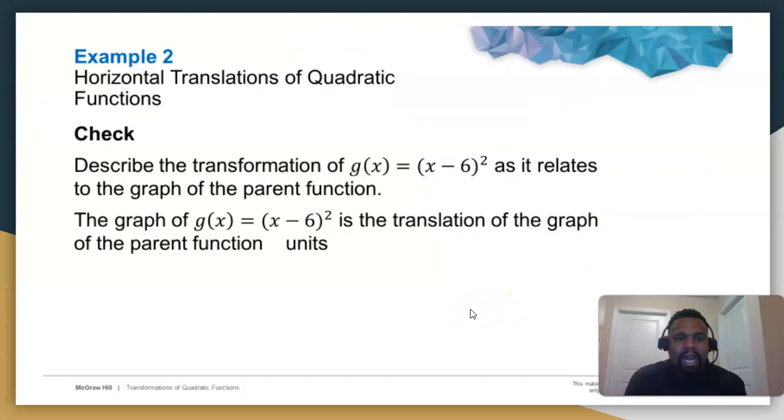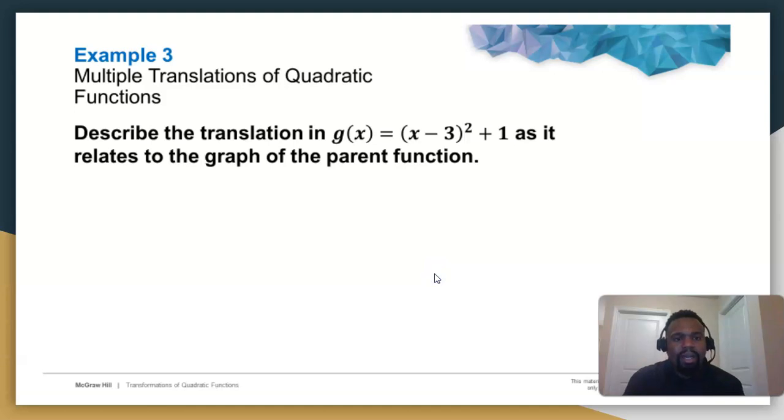Now, if we do a check here, x minus 6 squared. This represents a horizontal translation. This means I am moving 6 units to the right.